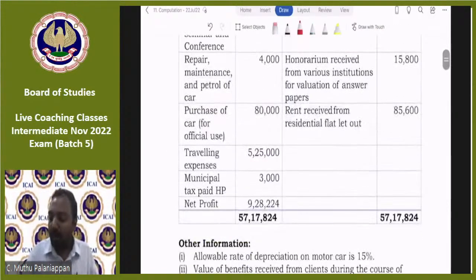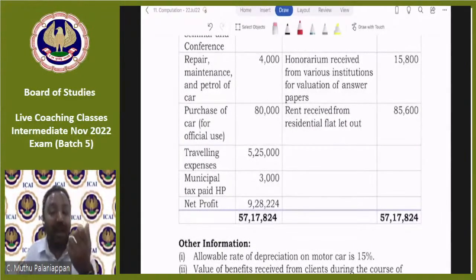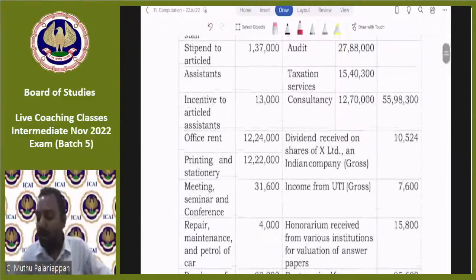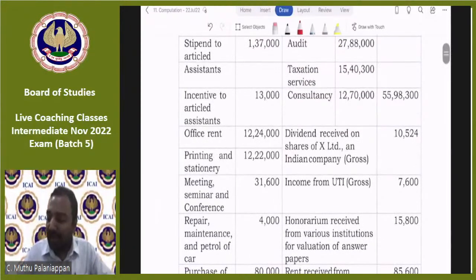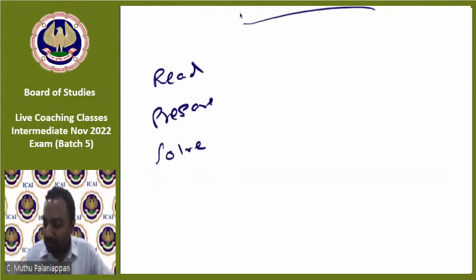Whatever profit we are talking about, this 928,224 includes other incomes other than business income. So we need to remove that. We need to keep only business income in the profits. So what should I do? From the profit, dividend income must be removed. So I'm going to reduce it. I'll just explain one more thing and then come back to this.